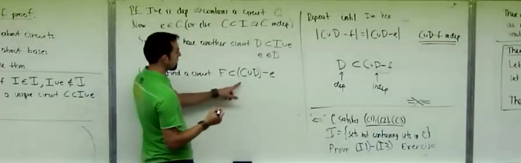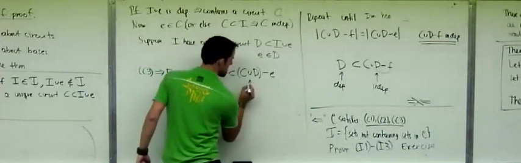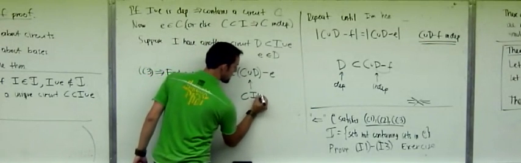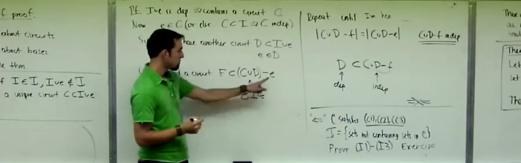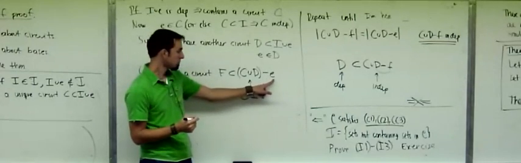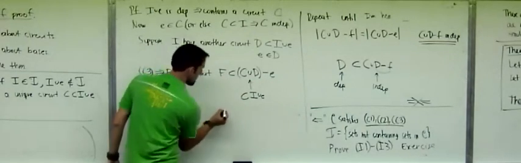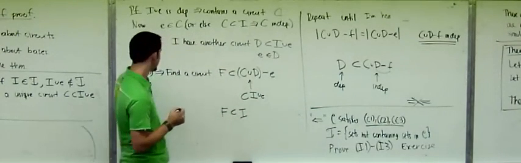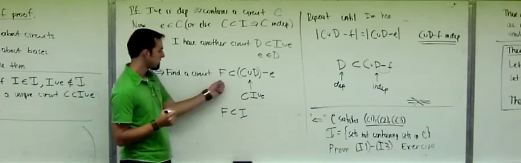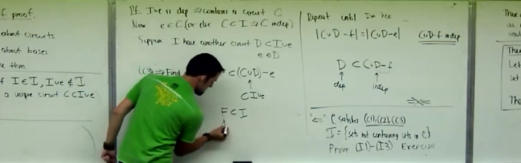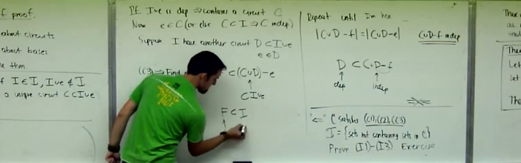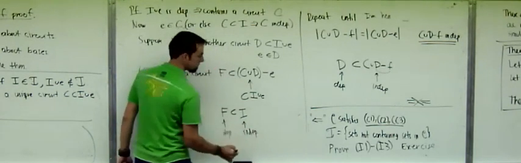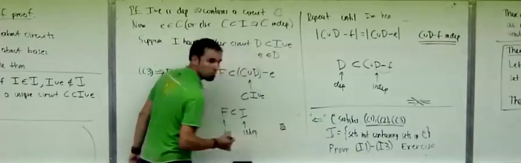Okay? But this guy, C union D, is a subset of I union E. So if I remove E from it, I got a subset of I. F is a subset of I. That's a contradiction because F is a circuit. So this guy is dependent. This guy is independent. Good?